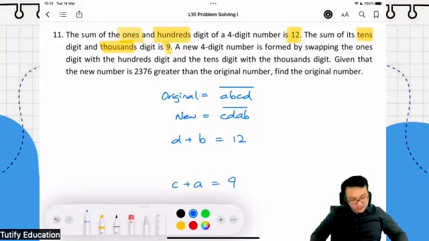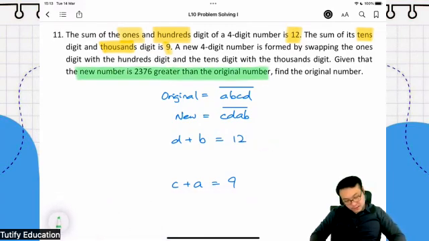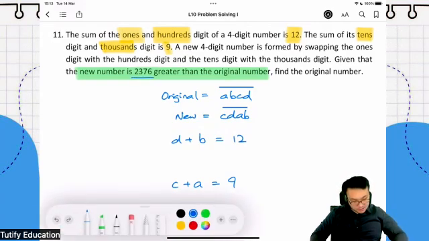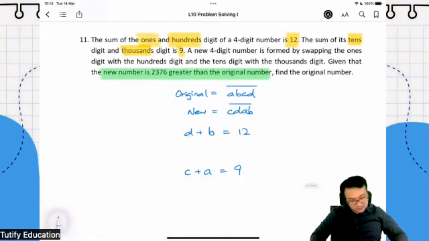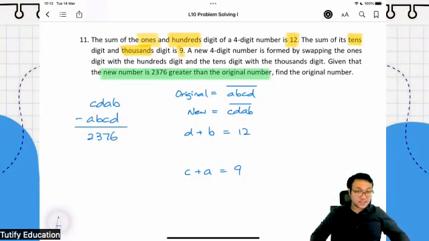They also told us that the new number is 2,376 greater than the original number. So the new number minus the original number gives you 2,376. These are all the clues that they are giving us. Now we can solve it.